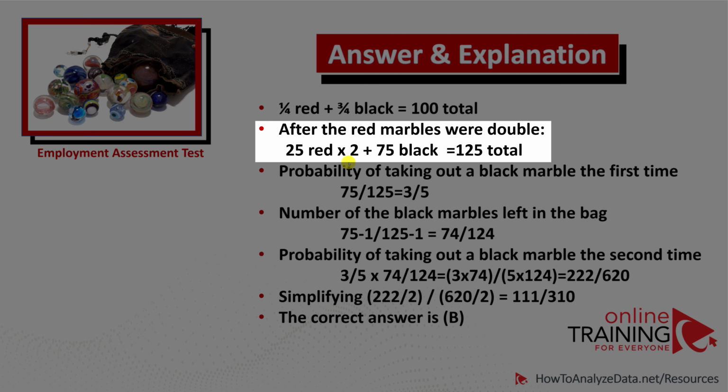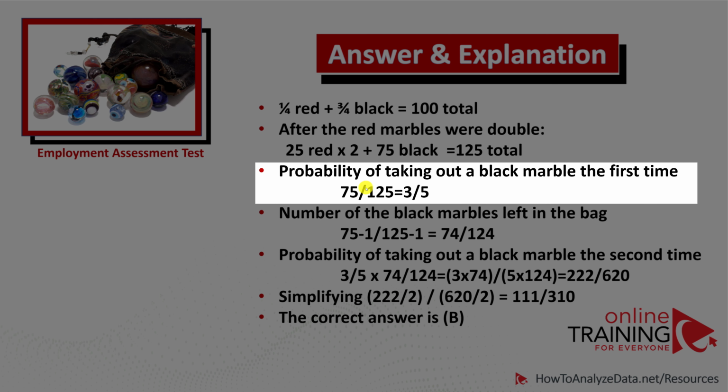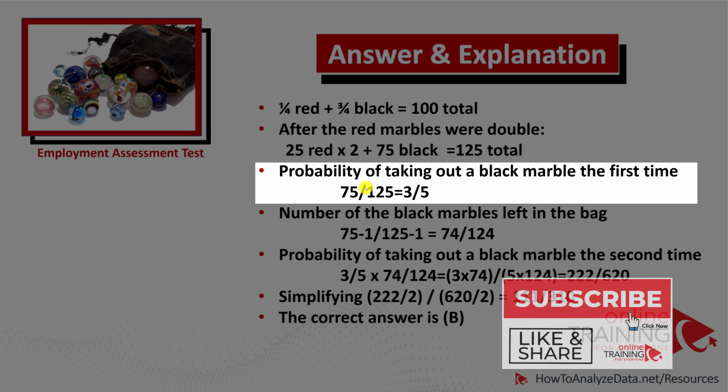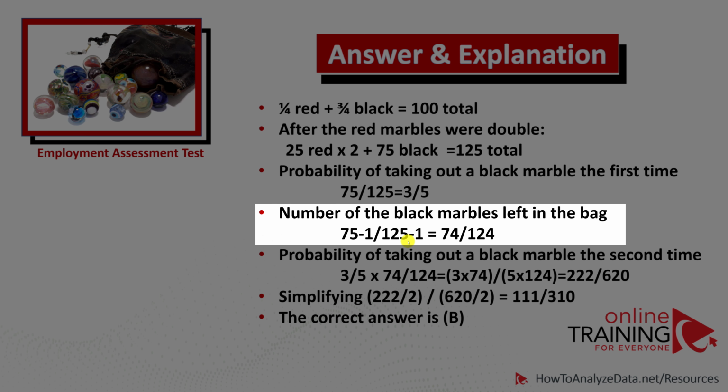And after we double the red marbles, we will get 50 red marbles and 75 black marbles, with the total number of marbles being 125. Let's calculate the probability of taking out a black marble for the first time. We do it by dividing 75 by 125. And after simplifying the fraction, we get the value of 3/5.